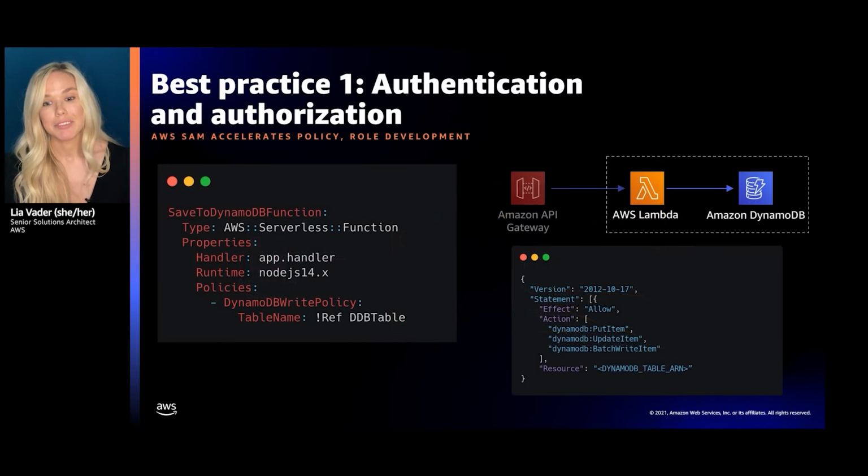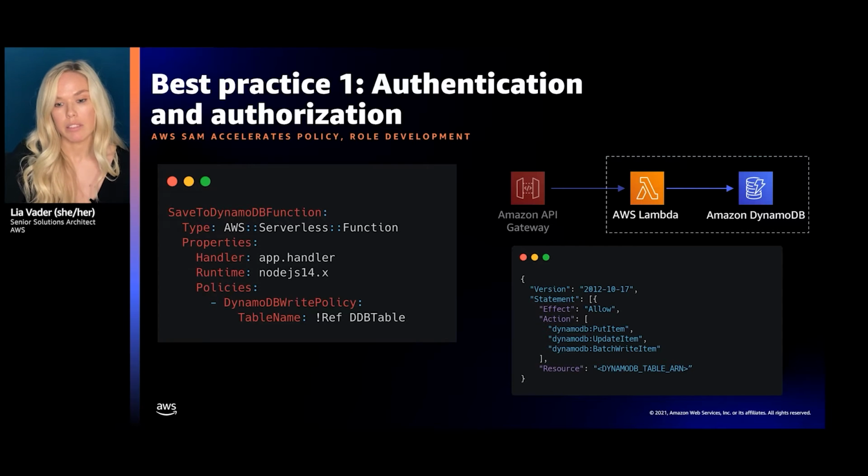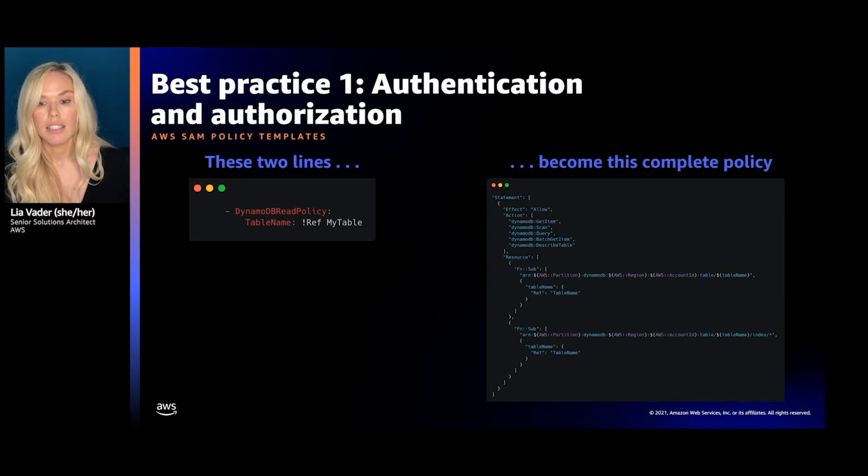And you might be thinking, great, I get the concept of least privilege, but I struggle to get my IAM policy right. So we have a solution for you. SAM has a list of policy templates that allow you to scope the permissions of the resources that are used by your application. Here's an example of DynamoDB write policy, which gives write-only permissions to a specific DynamoDB table. So what this means is these two lines turn into this policy.